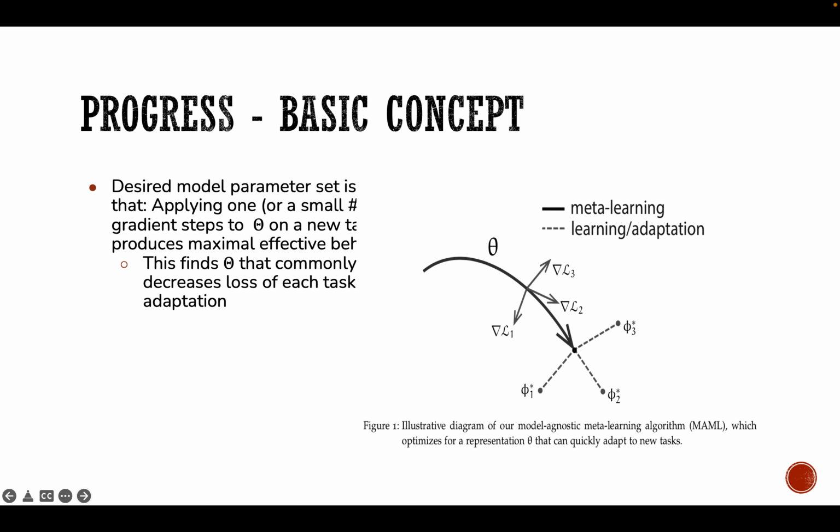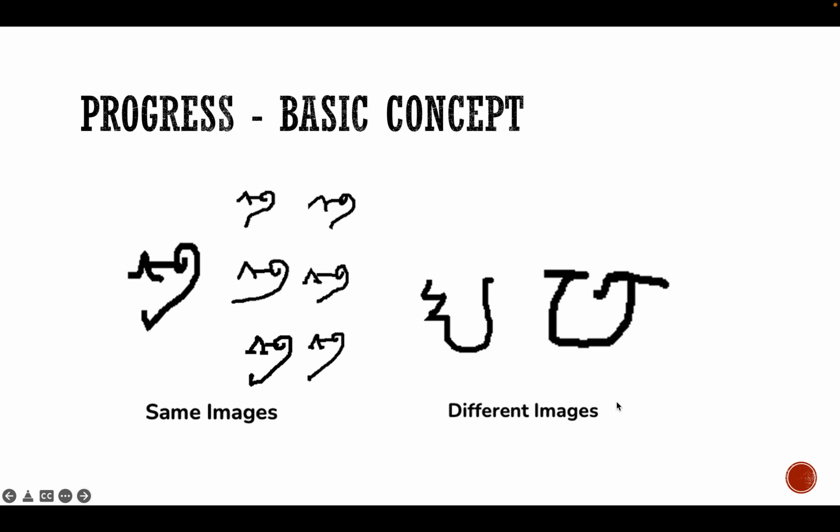So this is an illustration of the model-agnostic meta-learning algorithm. So 1, 2, 3 are the three different tasks, and theta is a parameter. We need to find a point where the distance between the point and these 3 points, theta 1, theta 2, and theta 3, are closest, so it's easy to adapt to new changes.